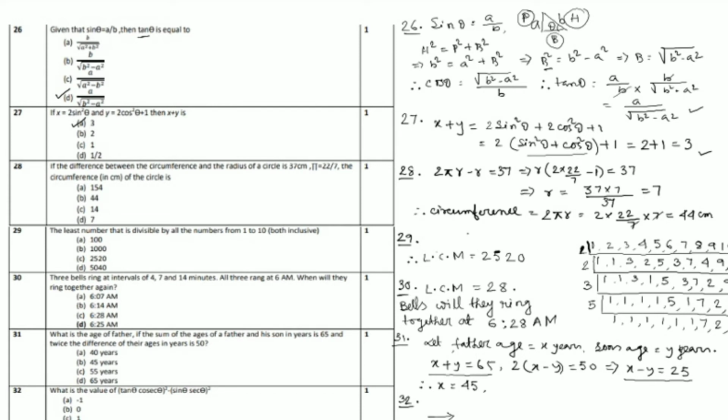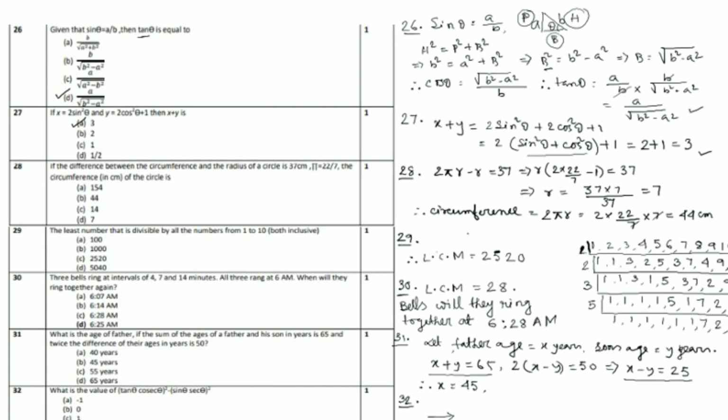In question number 28, if the difference between the circumference and the radius of a circle is 37 centimeter, pi is equal to 22 by 7, the circumference in centimeter of the circle is what? We have to find out the circumference. So the given condition is circumference minus radius equal to 37. I have written it down here. We take common r between these two, so it will be 2 pi minus 1.